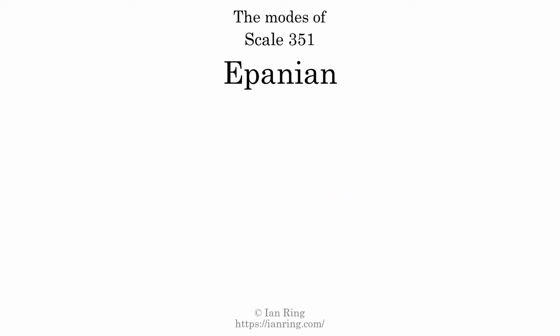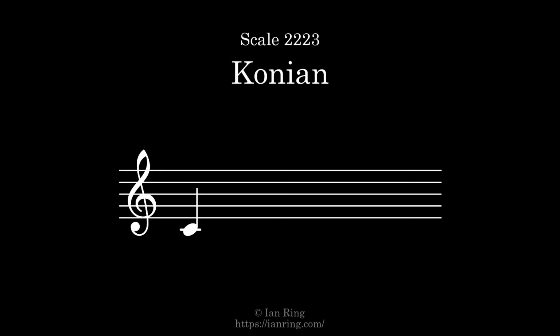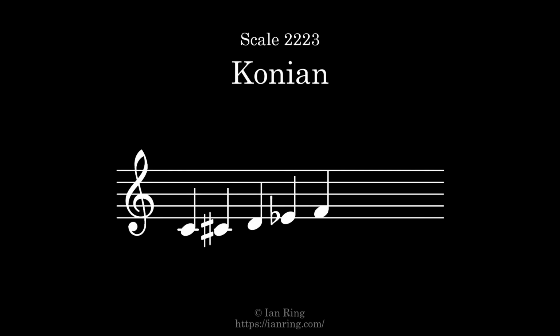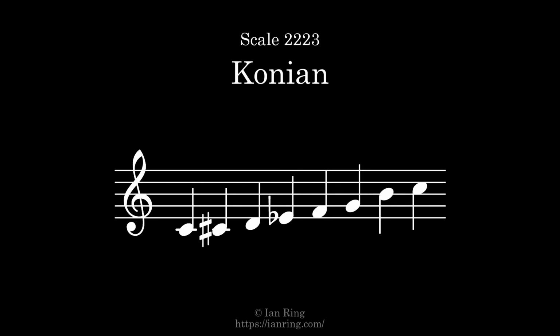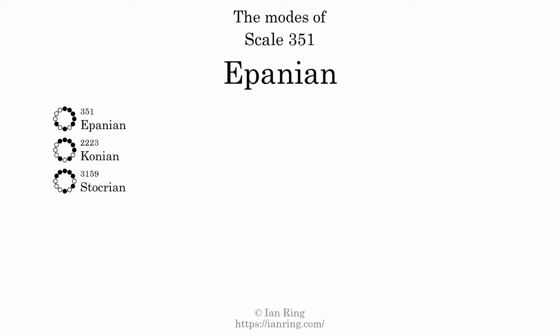This scale has 7 modes. The first mode is itself. The second mode is scale 2223, also known as Conian. It sounds like this. The third mode is scale 3159, also known as Stokrian. It sounds like this.